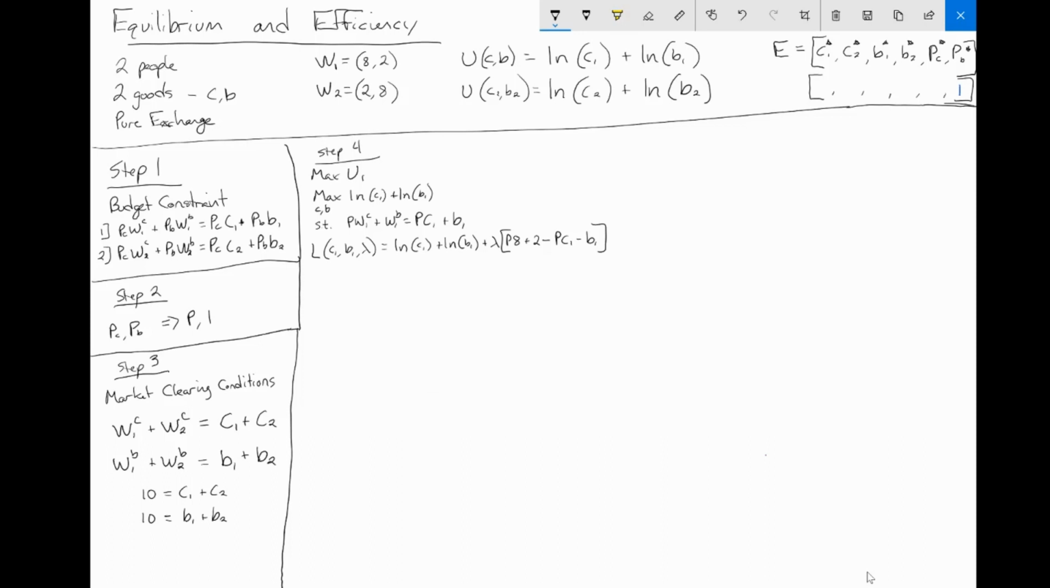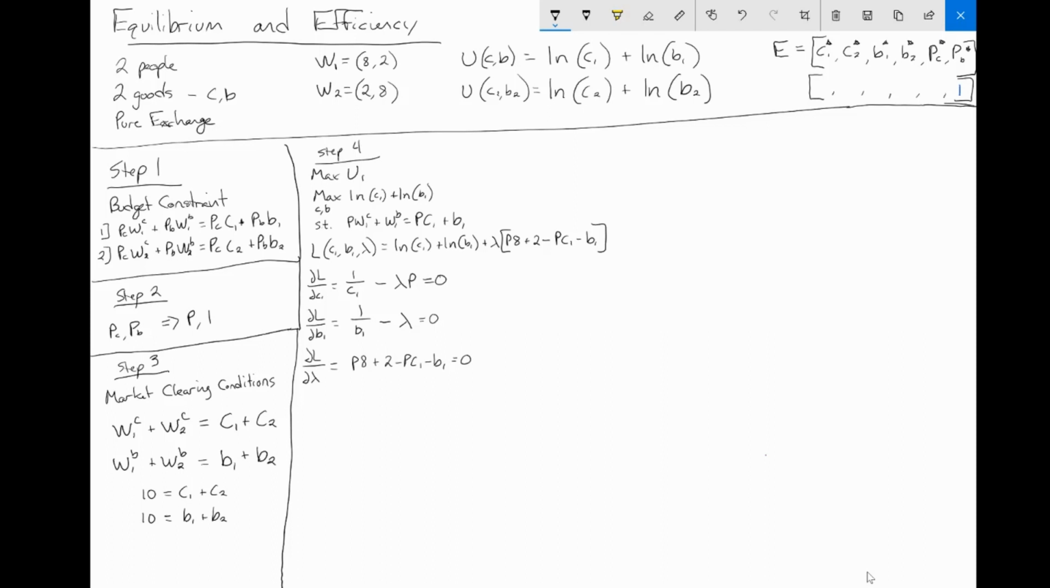Okay, so now let's solve this. Derivative of L with respect to C1. All right, so the derivative of natural log of C1 is 1 over C1. Derivative of this is 0 because there's no C in it. Then we look at this, and the derivative is lambda P. All right, set it equal to 0. Derivative of L with respect to B1, 1 over B1 minus lambda, equals 0. Derivative of L with respect to lambda, and we will have our budget constraint. Set it equal to 0.